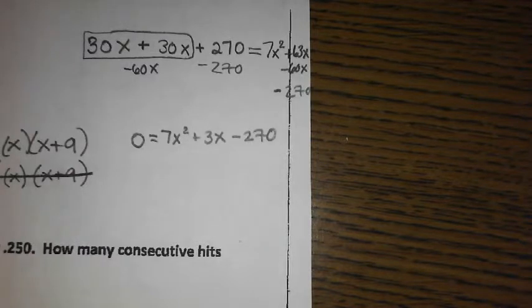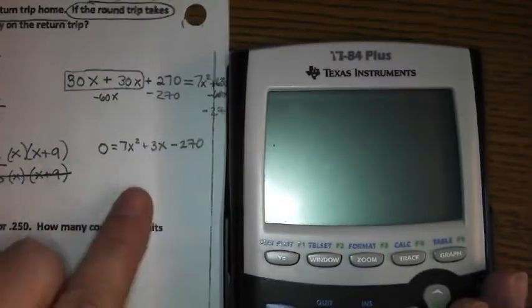Now, I could play around with factoring. I could do the quadratic formula. I don't know whether or not factoring is going to work. The quadratic formula always works, although those are pretty big numbers. How can I use my calculator to cheat in solving this?